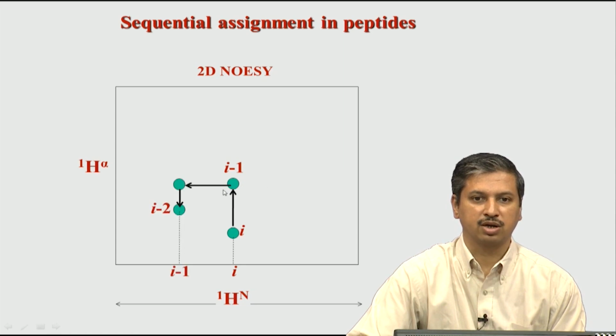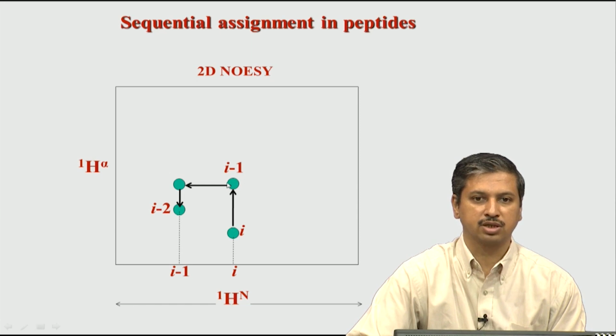Then if I go further with I minus 1, this is the H alpha of I minus 1. When I actually look at the chemical shift of I minus 1, which is here, then at that place not only will this I minus 1 peak be there, but it will now show correlation to I minus 2, because I started from a residue I which is arbitrary and I found its I minus 1, because in a NOESY I get both the correlations.